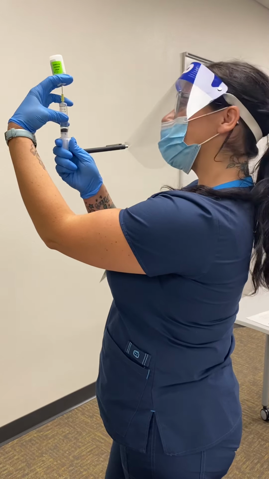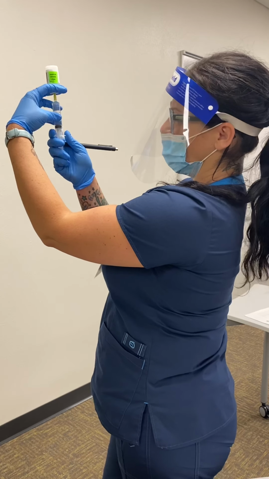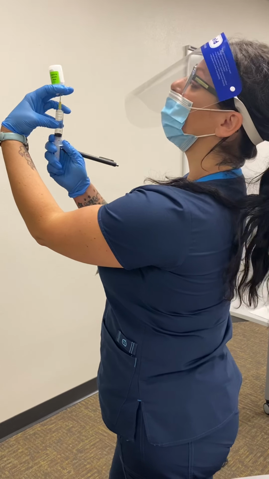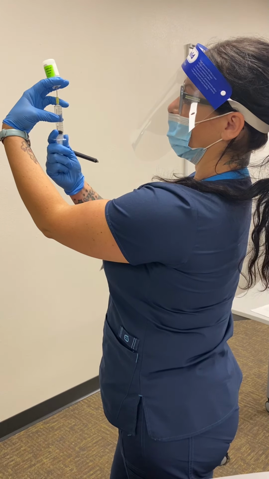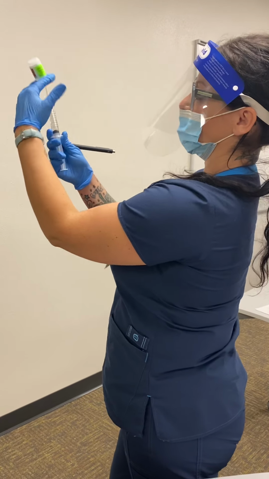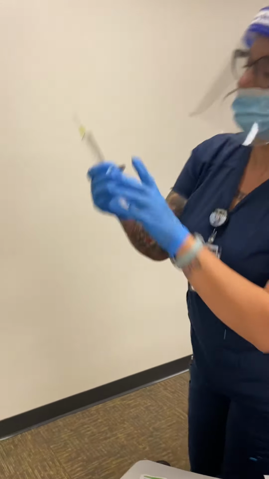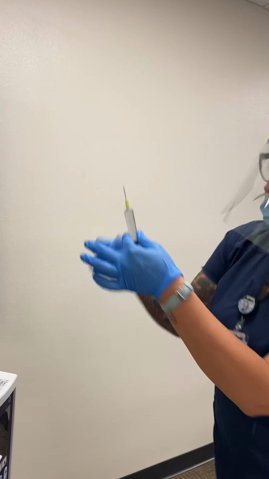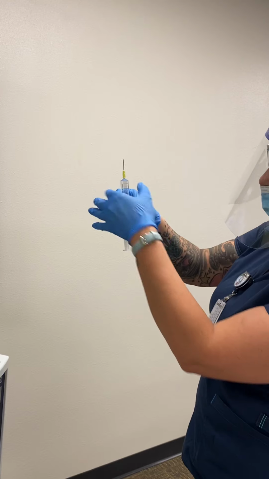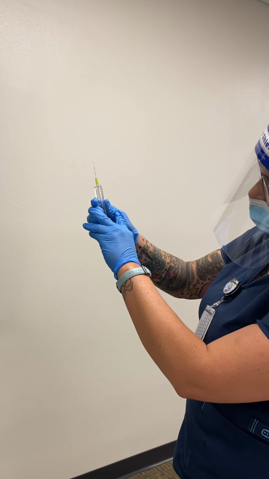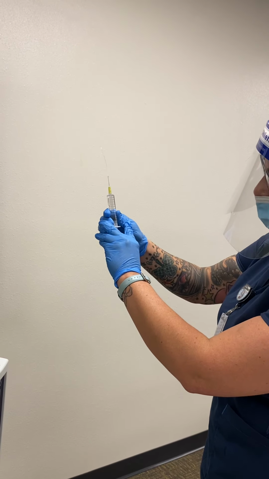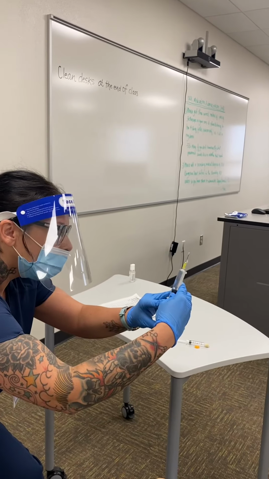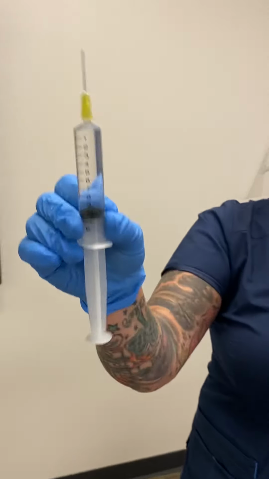Really hard to get out, so you just want to pull out all that air too. Okay, so I'm past my 10 mils. Make sure there's no air bubbles. And get up to the dose of 10. I would be over a sink. Let's go over the trash can. Okay. Verifying that that is correct.